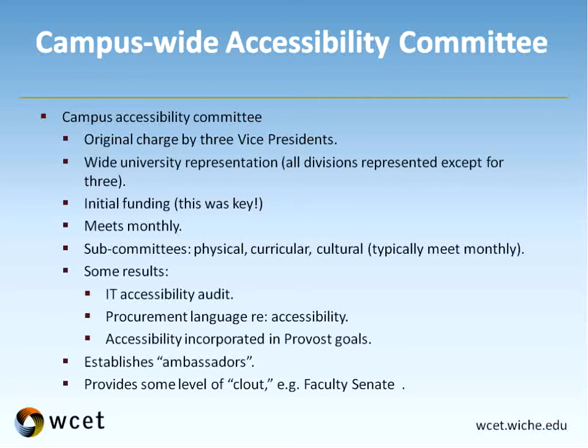Some of the results of the committee that have been productive: we hired a third-party company to do an IT accessibility audit for us, and we've gotten those results, and those were helpful and eye-opening. We've added some procurement language relative to accessibility, so the head of procurement sits on that accessibility committee, and we were able to add accessibility language to some of our RFPs. And then we also are floating and promoting accessibility language into the provost goals for this coming year, and we count that as a coup as well.